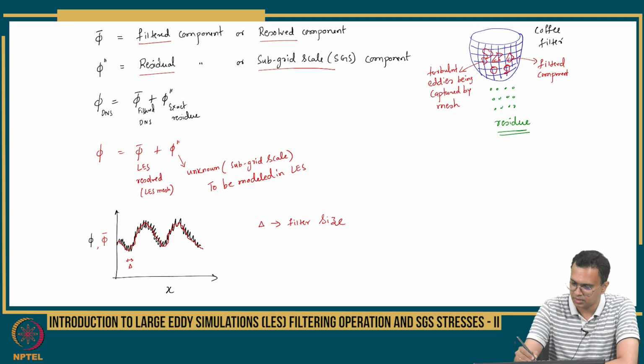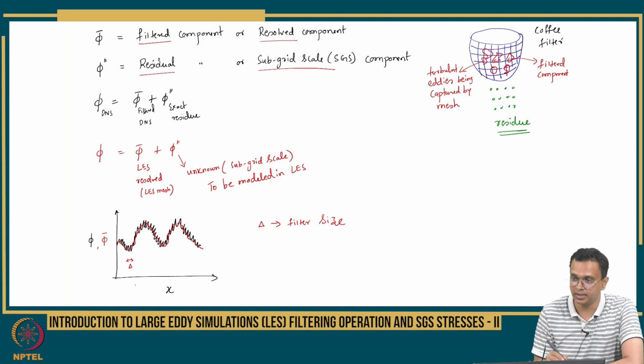Anyway, now in the context of subtracting the mean, if I get rid of the mean here, then you will get the fluctuation phi prime.